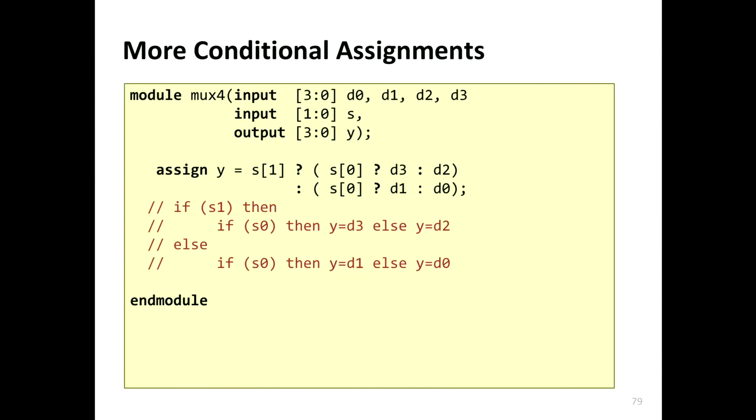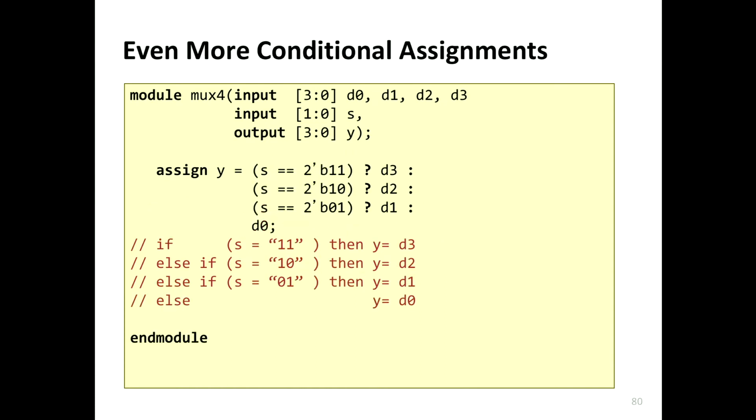Of course, you can add more conditional assignments. So you can say something like this, which is basically nested if and else. So how do you read it? It's if S of 1 equal to 1, then you say if S of 0 equal to 1, then D3, else D2. So you can actually see how this is represented in normal if and else statements.